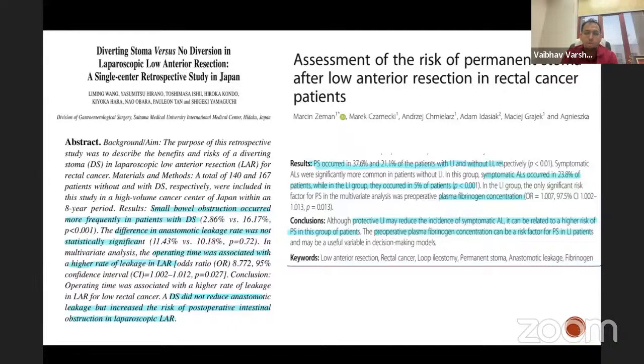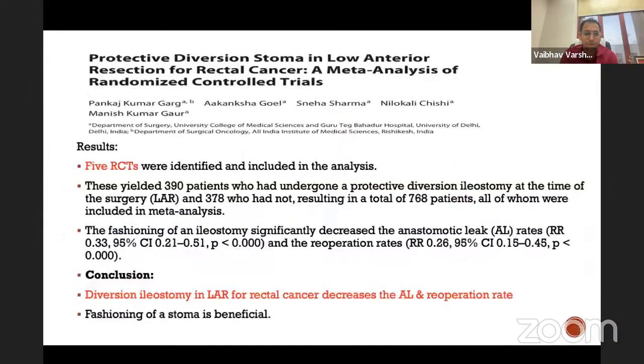So then how to decide? There is another meta-analysis of RCTs from India by Dr. Pankaj Garg from AIIMS Rishikesh. He took 5 RCTs for this analysis, and they concluded that a diverting ileostomy in LAR for rectal cancers decreases the anastomotic leak by 1/3 and the reoperation rate by 1/4. So making a stoma is beneficial.